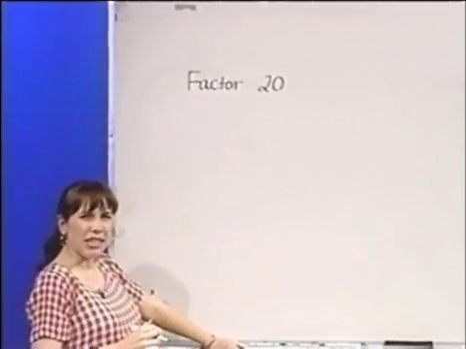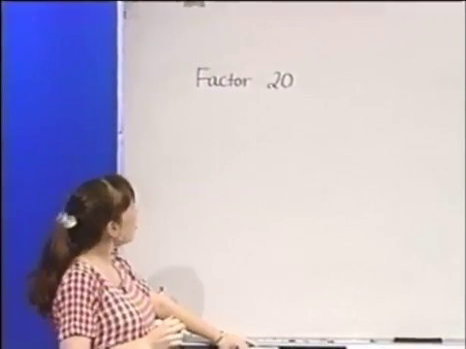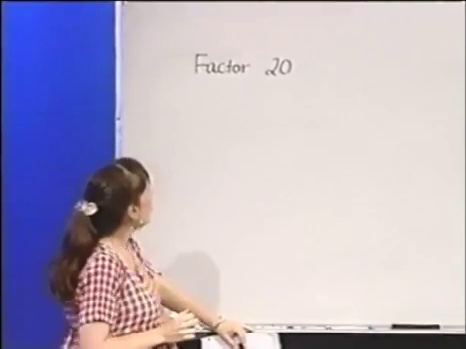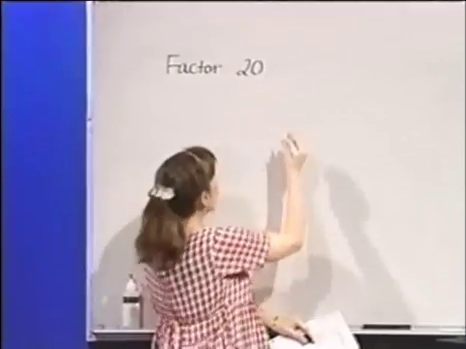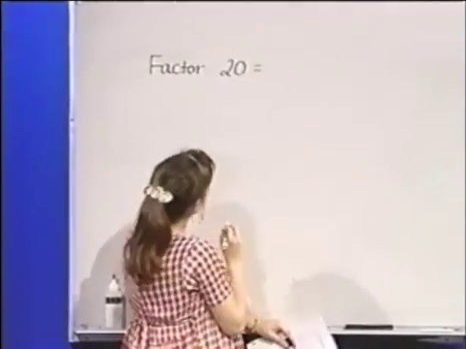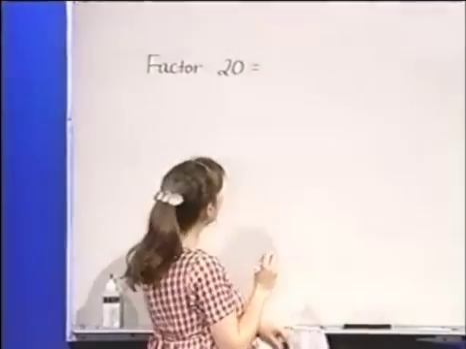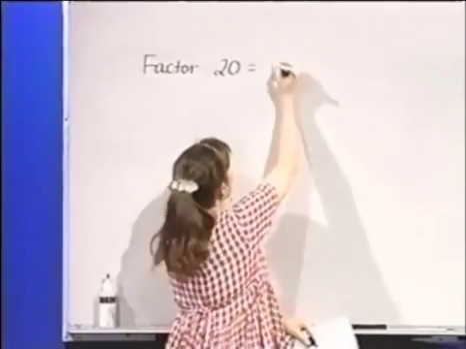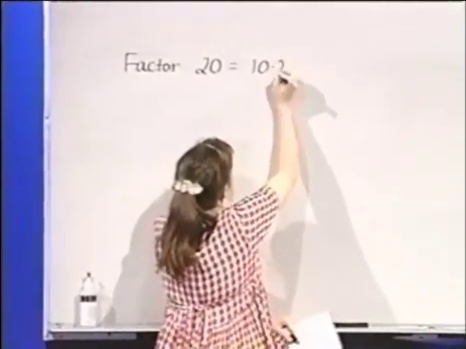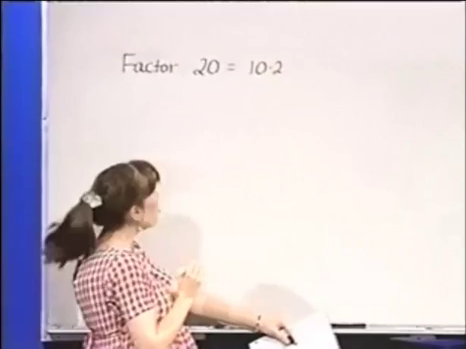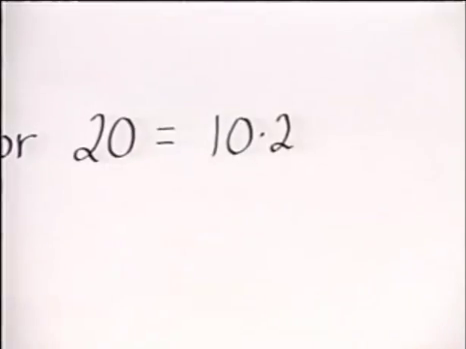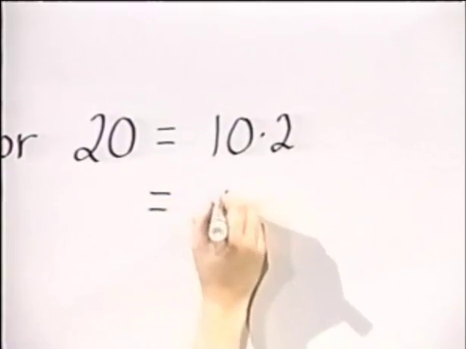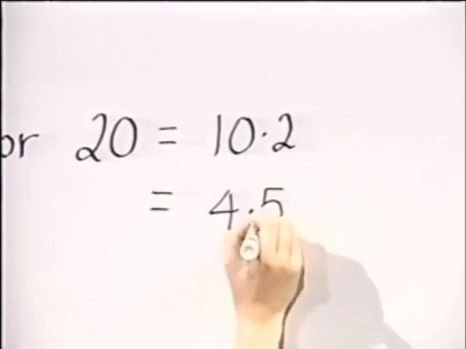Well, to factor something, what am I asking you to do there? What I'm asking you to do is express 20 as a product. So how can we factor 20? One way of factoring 20 is to write it as follows. 10 times 2. That's one way to factor 20. Are there other ways to factor 20? Yeah, there are other ways. Let's see, 4 times 5.